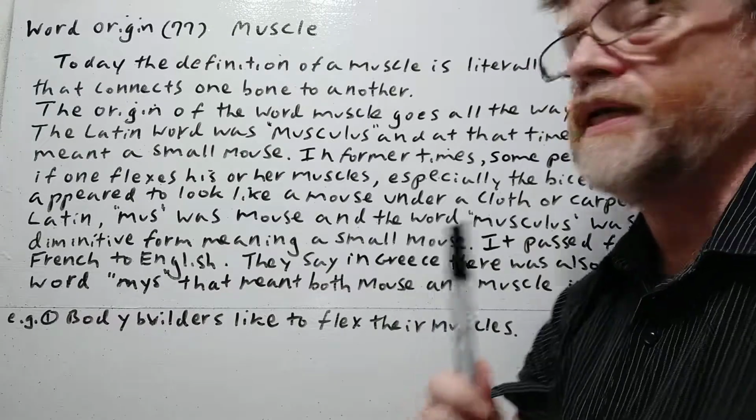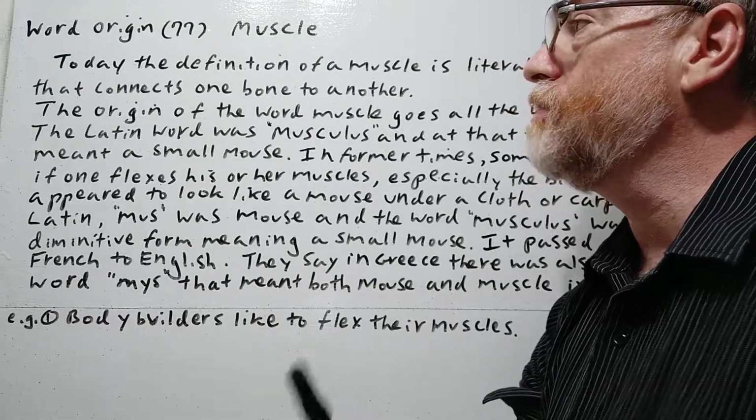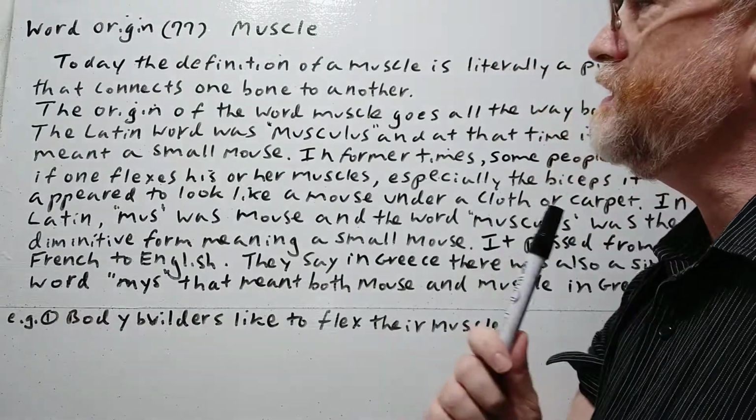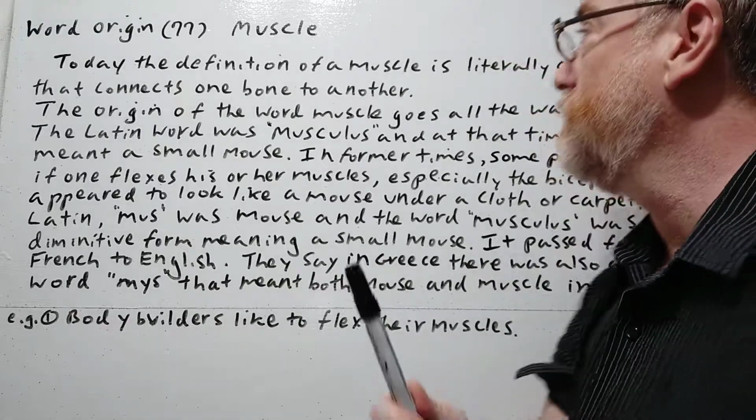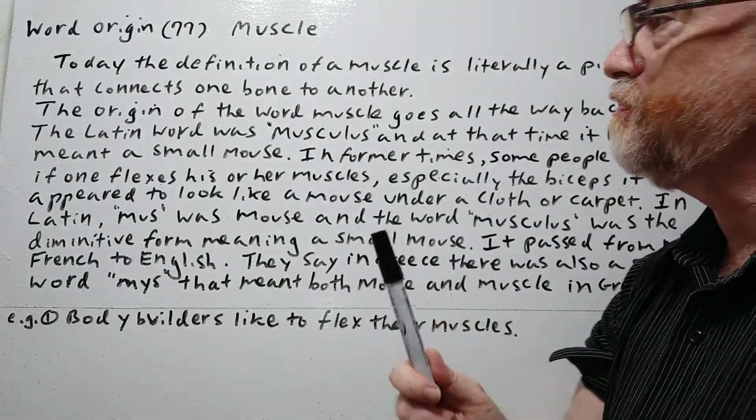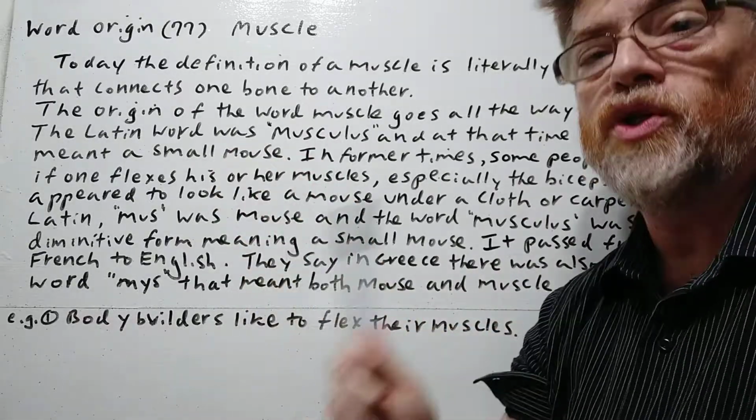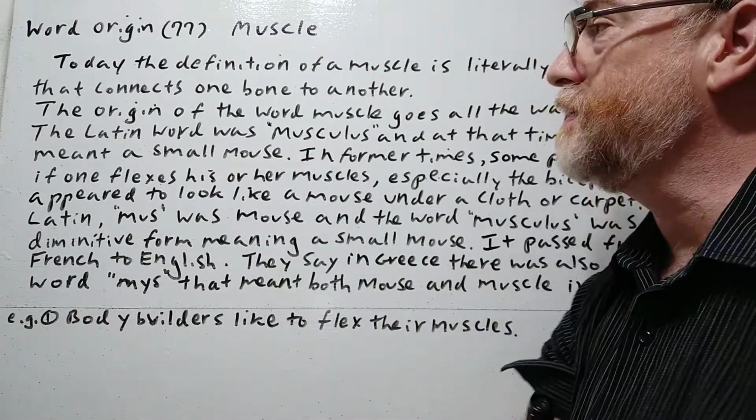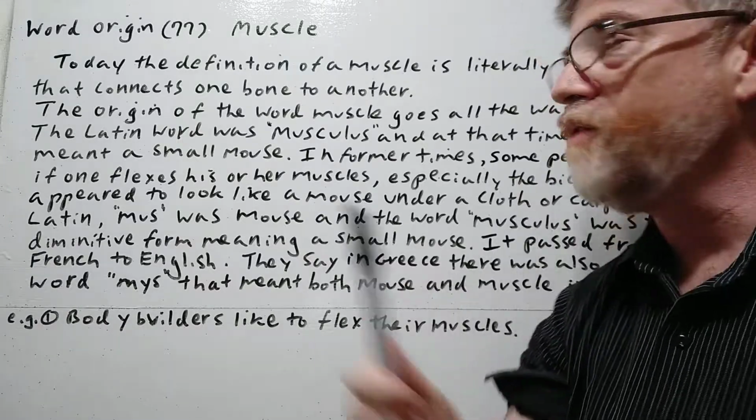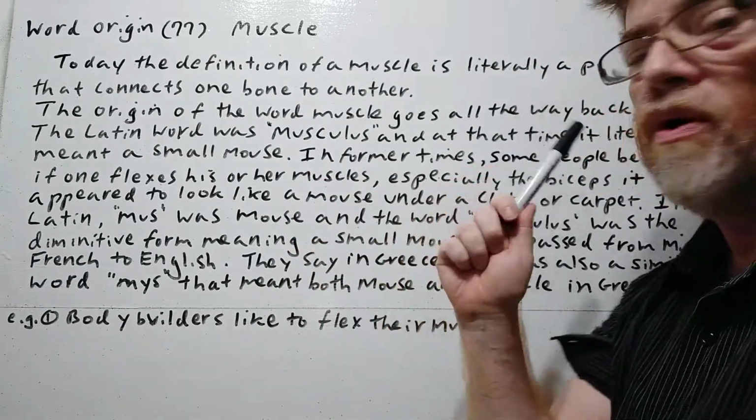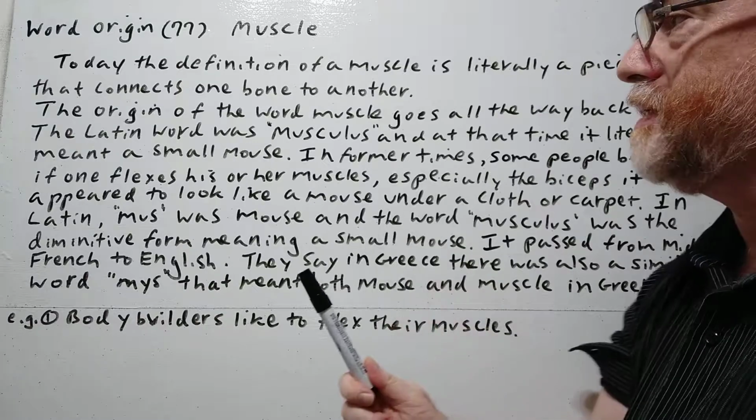The word origin today is muscle. Okay, let's take a look at the note here. Today, the definition of a muscle is literally a piece of flesh or meat that connects one bone to another. Okay, let's continue. The origin of the word muscle goes all the way back to Latin.